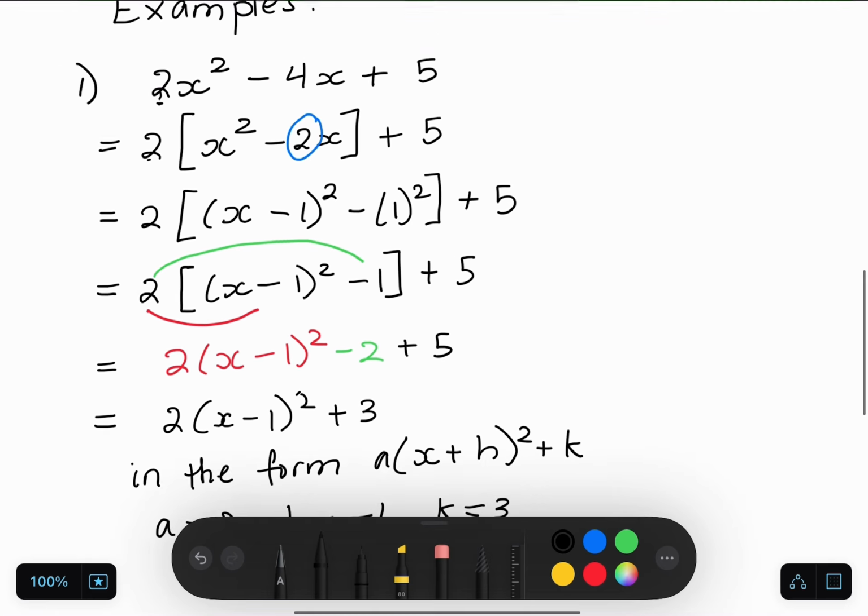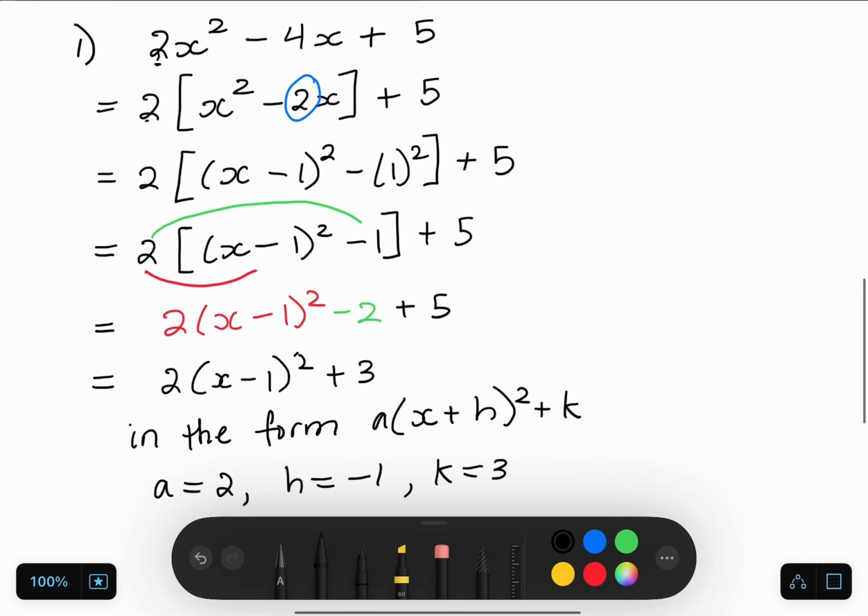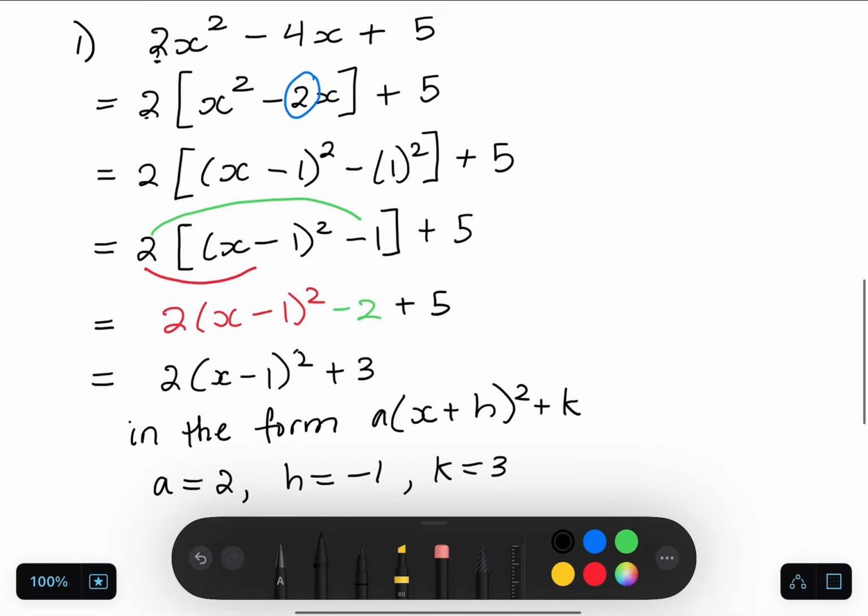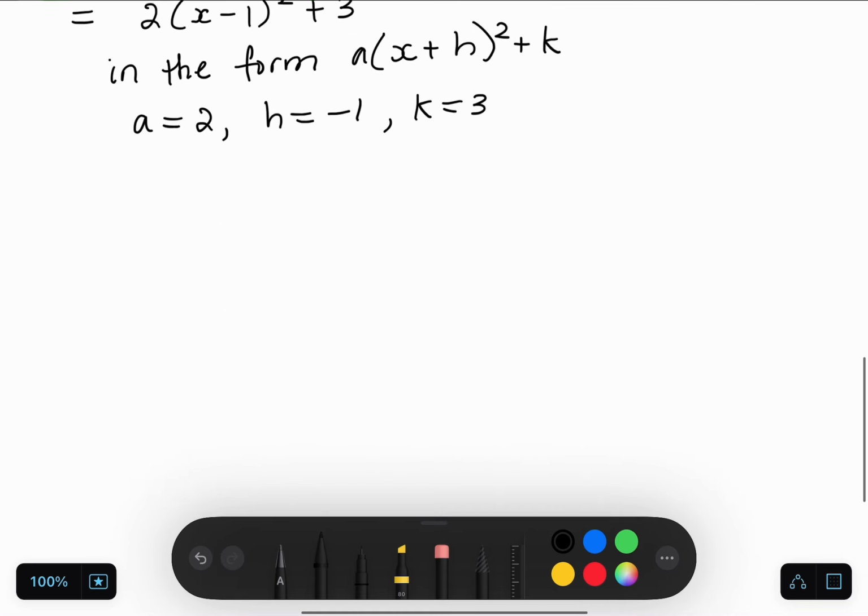All right? So when you have an expression where the coefficient of x squared is greater than 1, you have to make it 1 by factoring that coefficient out. All right, let's look at another one.